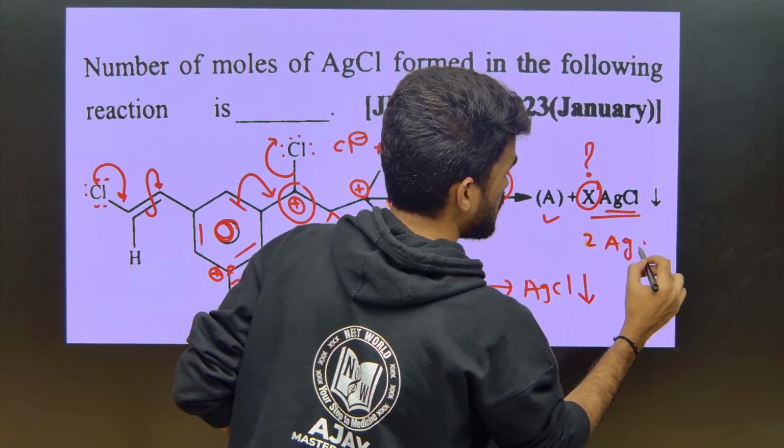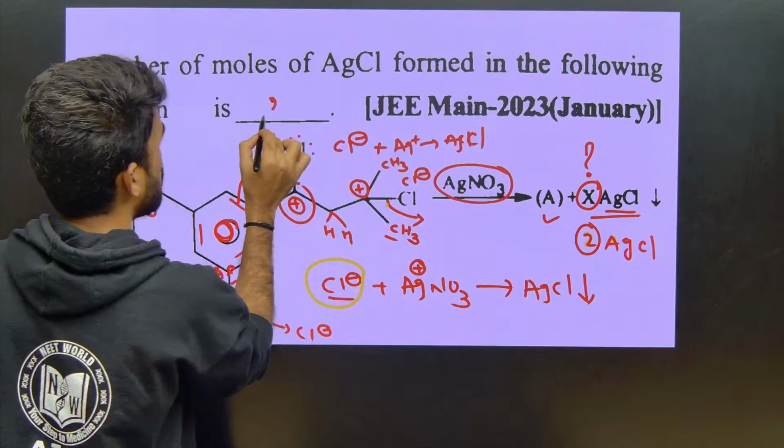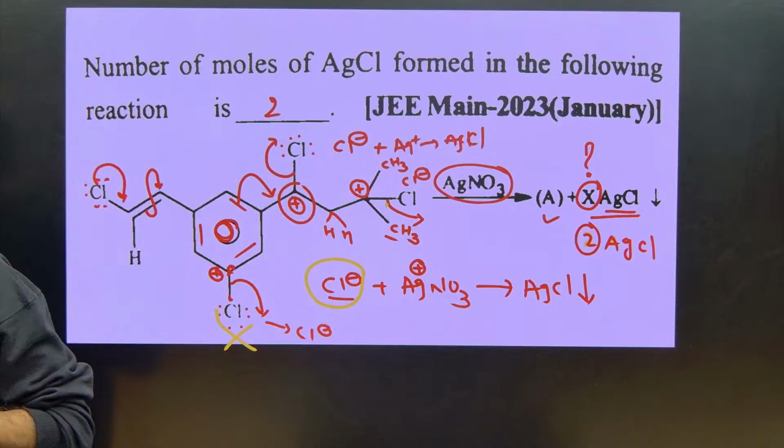So your X value is how much now? 2, you can keep here, that's it. Hope it is also clear.